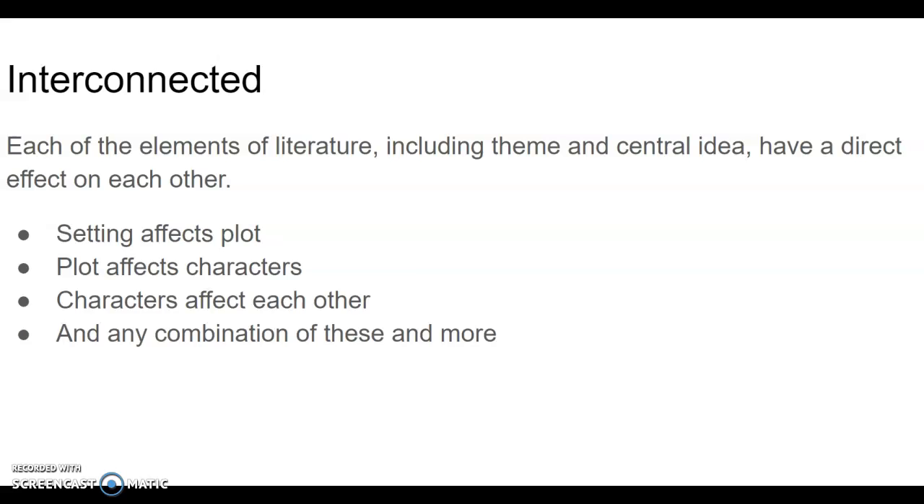So all of these work in combination with each other. The setting affects the plot, affects the characters, the characters affect the setting, the characters affect the plot. They all are intertwined and interconnected with each other, and each one affects how the other one goes.